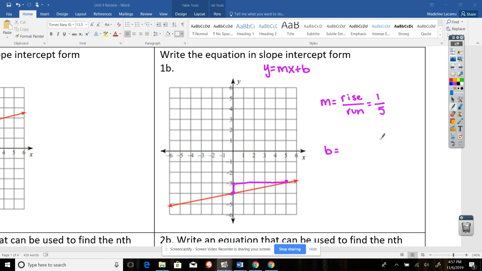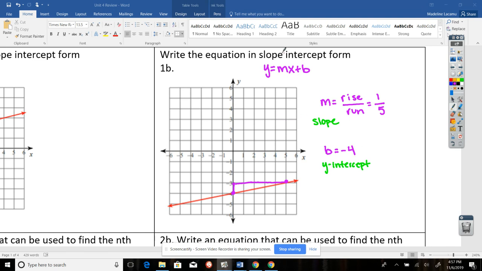Now our B represents our y-intercept. And our M represented our slope. So our B represents the y-intercept, which is the point where it hits the y-axis. So if we look at our y-axis, this is the point where it hits the y-axis, which is -4. So our B value will just be -4.